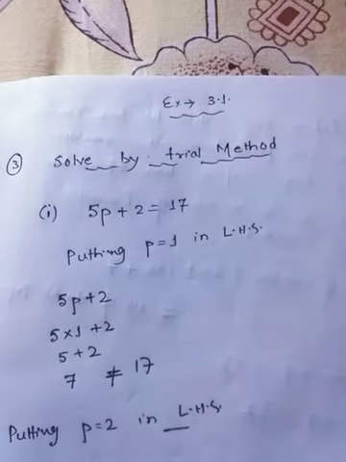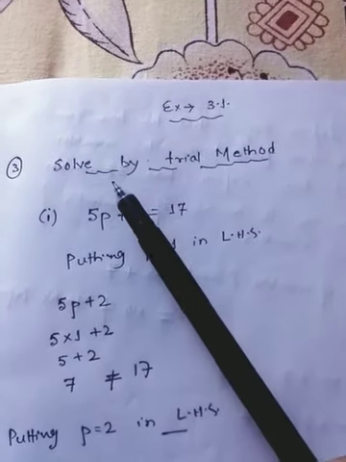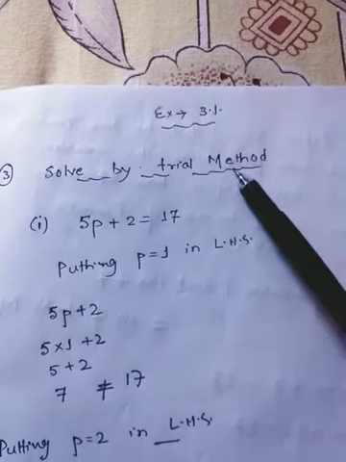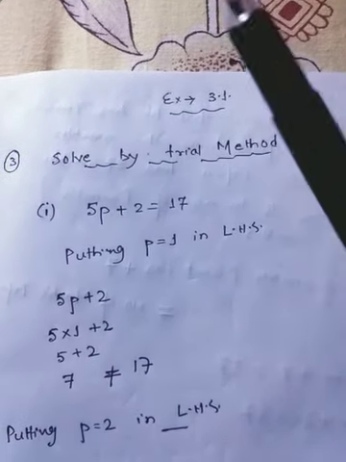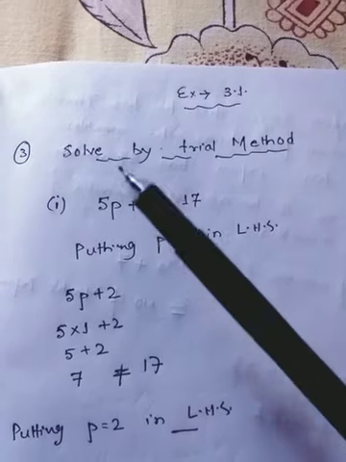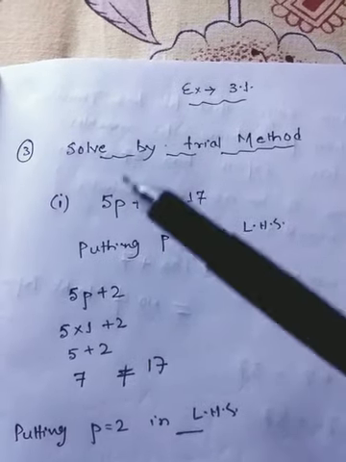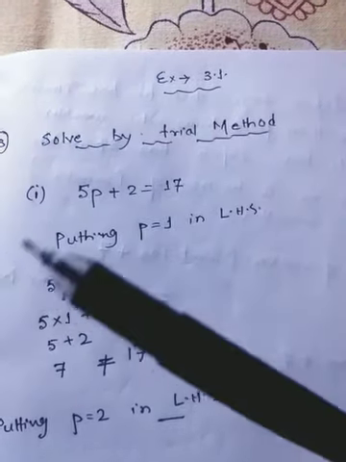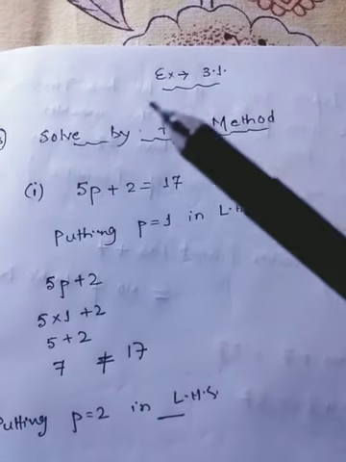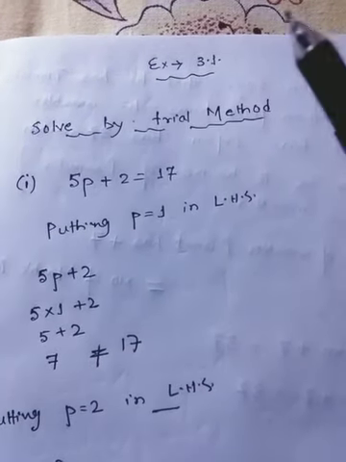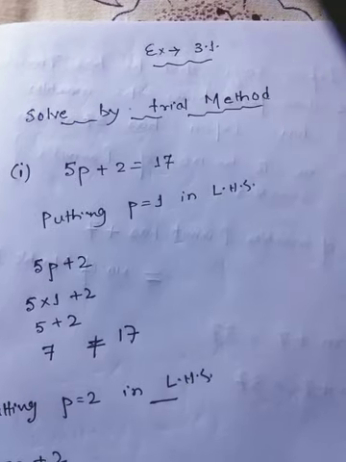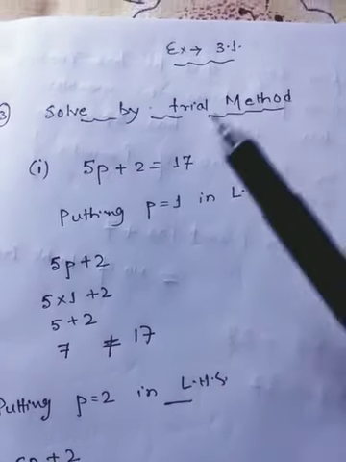So in question number 3, they have asked to solve by trial method. Now in the trial method, what you have to do is that every time you have to take a new value of a variable which will be in the equation until and unless you get a solution that will satisfy the equation.